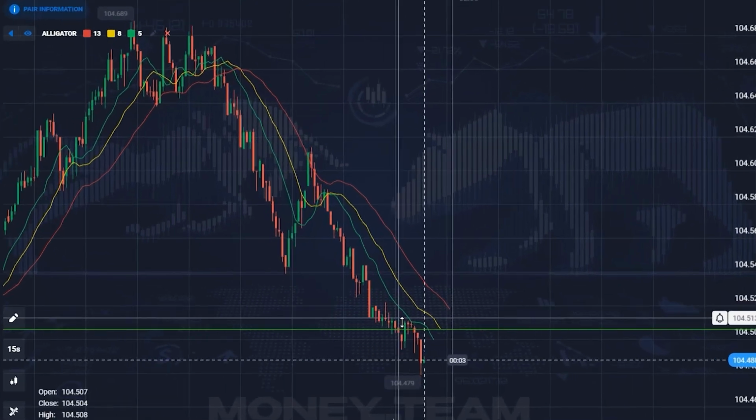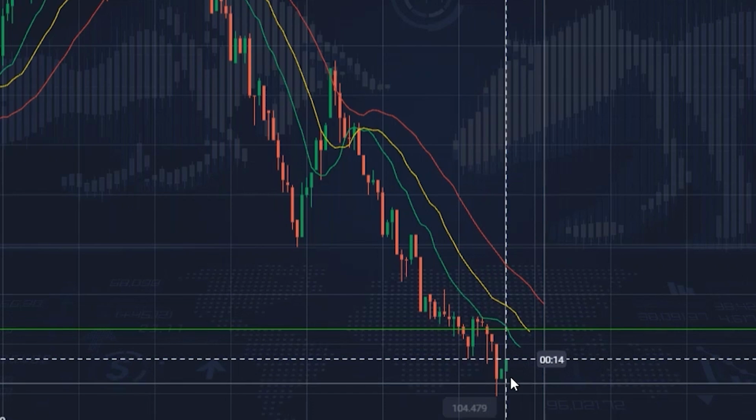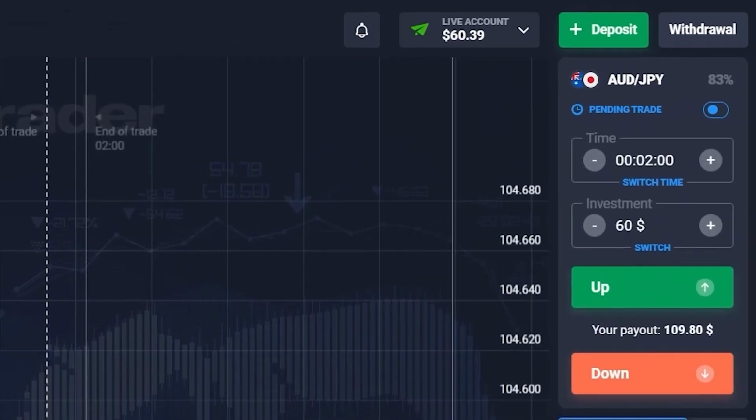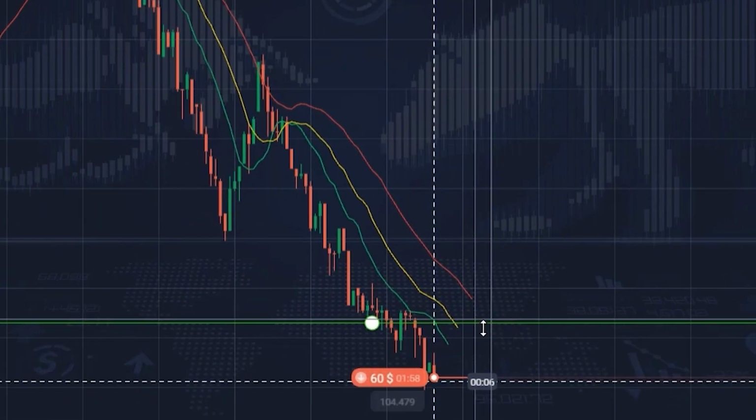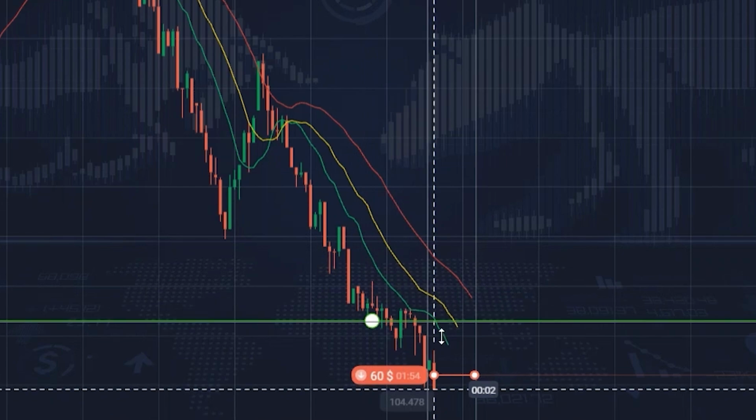Here you can see the price continues to move downwards and touches the support level. It already goes beyond it. In this situation, I'm going to open a 2-minute down trade because as you can see, the green line of the indicator is still located below the other lines. So here I understand that the price has the potential to go down.